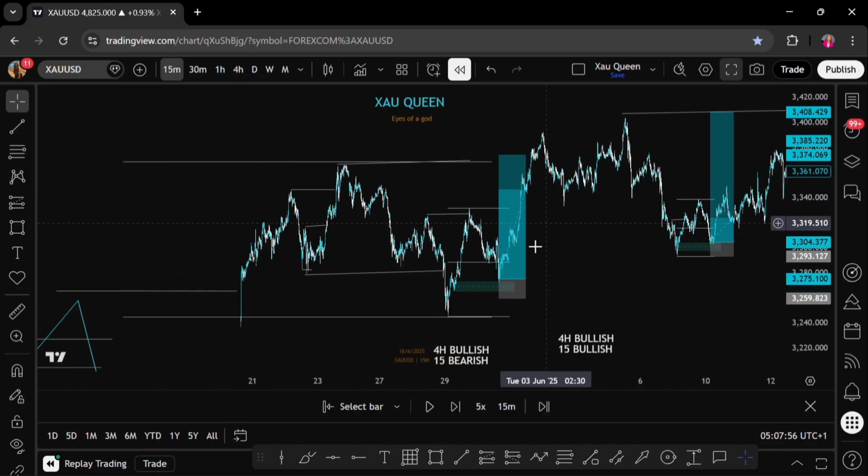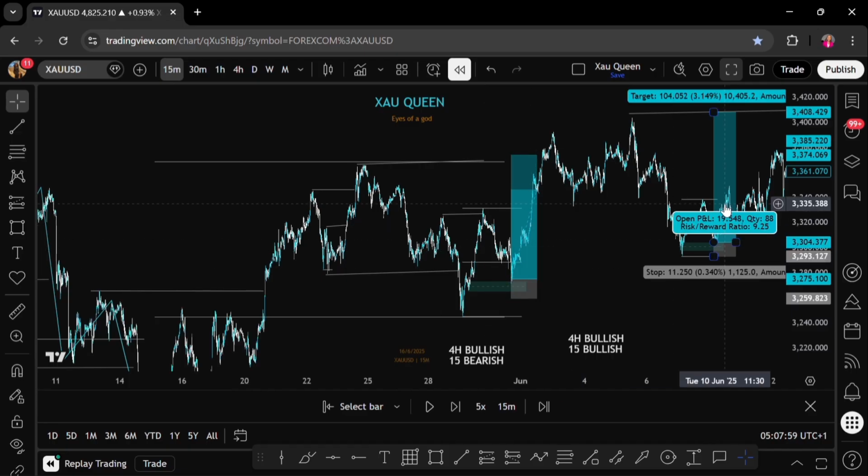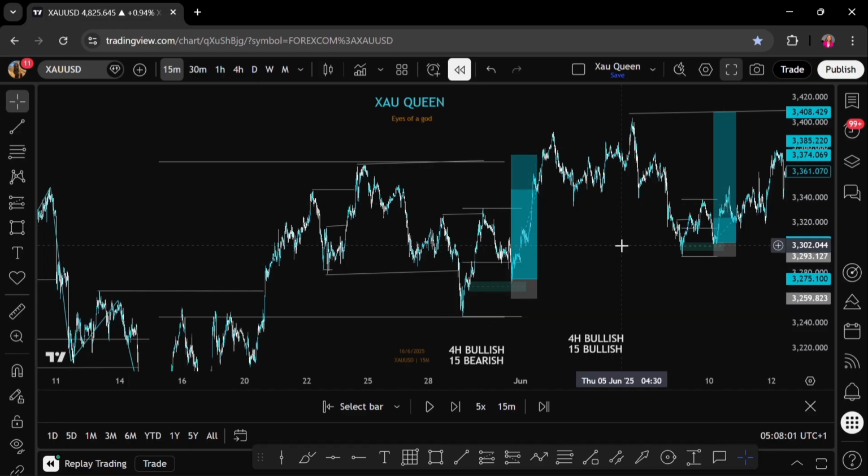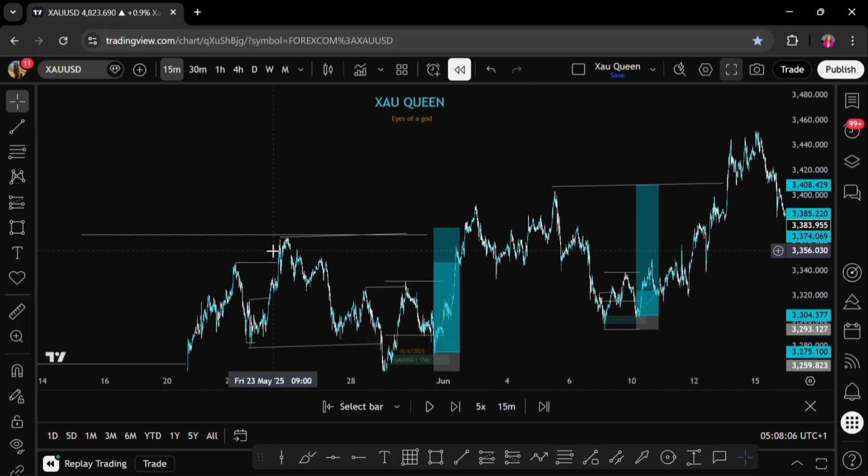Now, remember, you don't have to take all the trades. You see these two quality trades. This is like 15 RR in total. Let's say you are risking $100. That's like 1.5. You don't need to take all the trades.